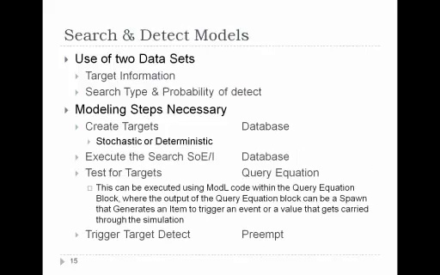In search and detect models, there are once again two types of data sets: the target information, and the search type and probability of detect. In this environment, there are four main elements. You have to create the targets. This can once again be a stochastic or a deterministic set.